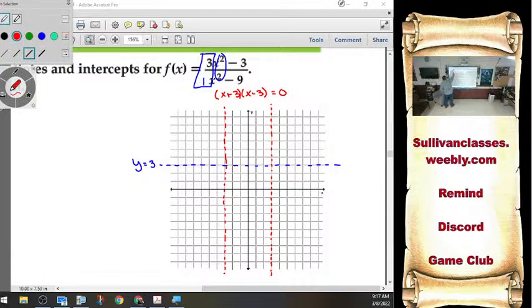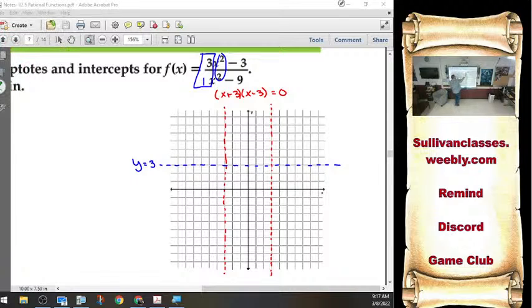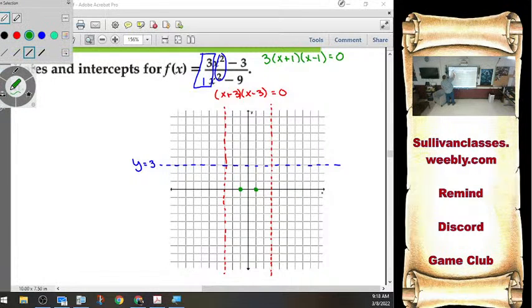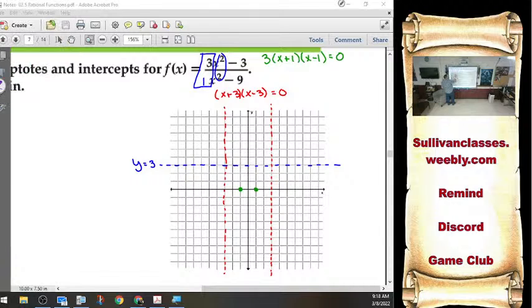X-intercepts, that's my numerator. If I set this equal to 0, I'll factor and get x-intercepts of plus or minus 1. That's more like it. And then if I plug in f of 0, again, all that stuff disappears and you get c over d, 1/3. So positive 1/3.